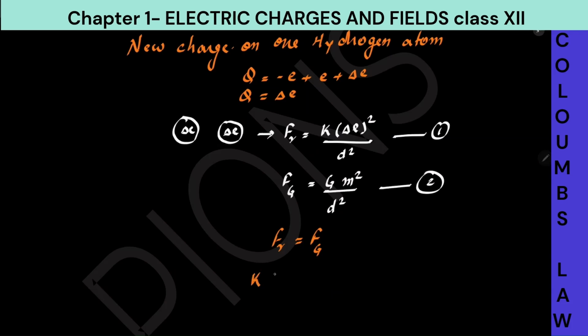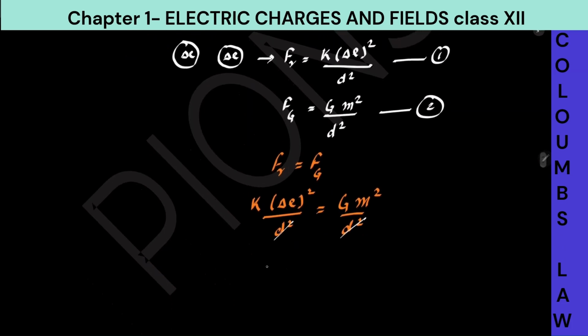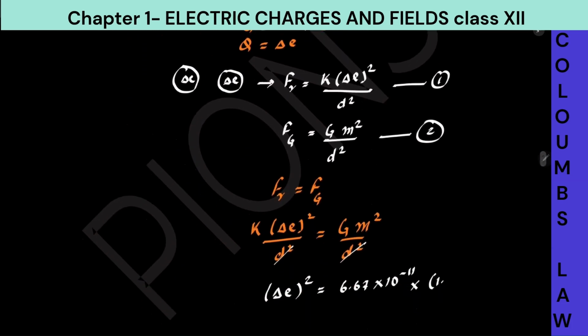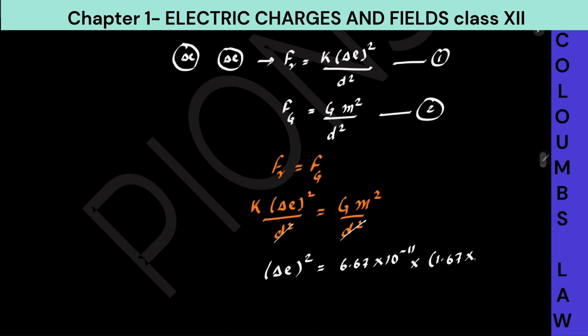So this will be K delta E whole square upon D square, and the gravitational force is G M square upon D square. Now is there anything which is cancelling out? Yes, of course, D is cancelling out. Rest are constants. Let's plug in the values. So delta E, the charge whole square, equals G. Let me remind you, this is from 11th standard, 6.67 into 10 raised to minus 11 into mass square. Mass is just now given in the problem, that is 1.67 into 10 raised to minus 27 kg whole square, whole divided by k. K is 9 into 10 to the power 9, correct?